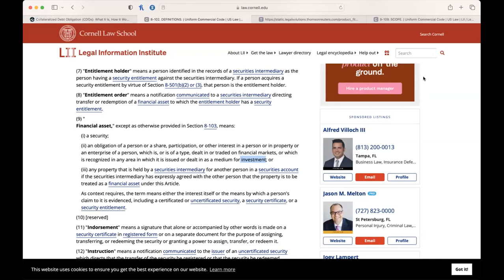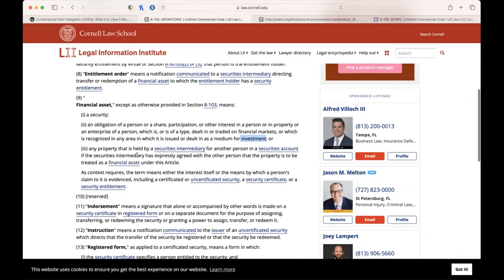So to get back to it, let me see financial instrument. Any property that is held by a securities intermediary for another person. So that's clearly you. It's held by a securities intermediary for another person in a securities account, if the securities intermediary has expressly agreed with the other person that the property is to be treated as a financial asset under this article.